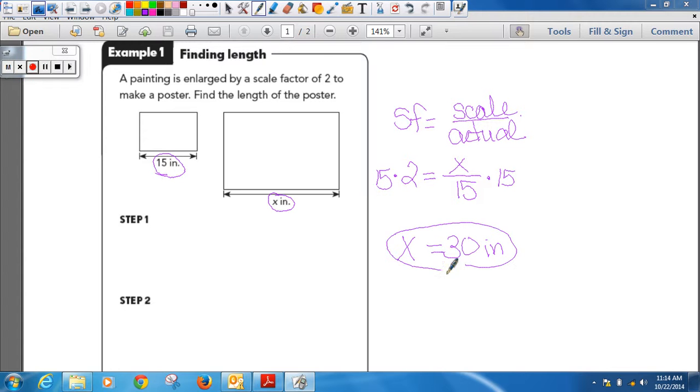A lot of you would be able to do this one without setting up, just knowing that it's times 2. 15 times 2 is 30. But the reason it works is by setting up this equation. That's how you would get the answer.